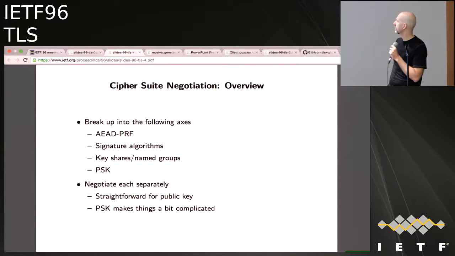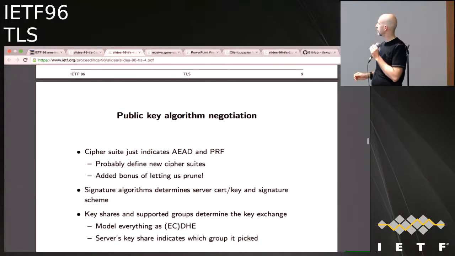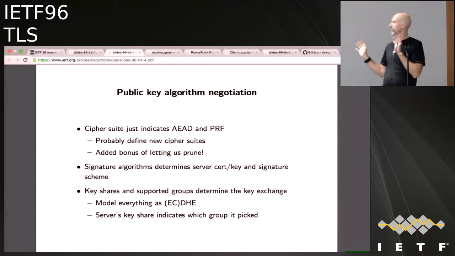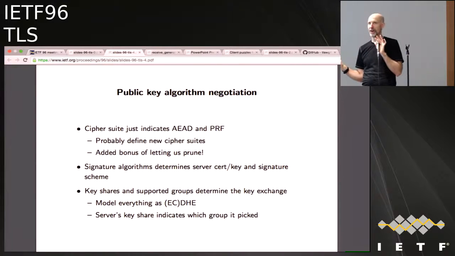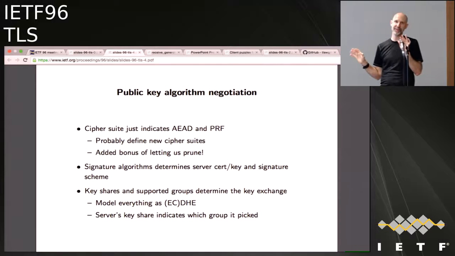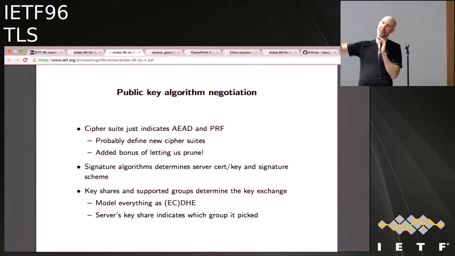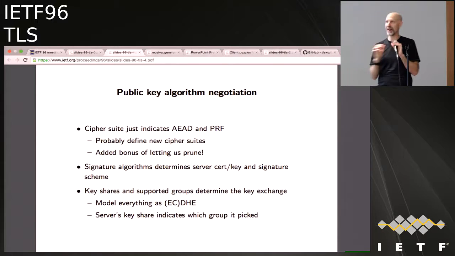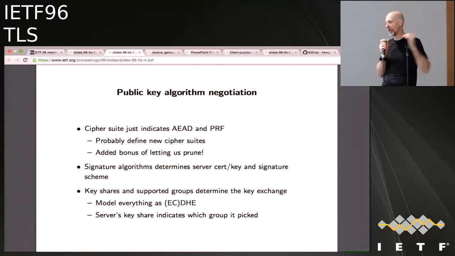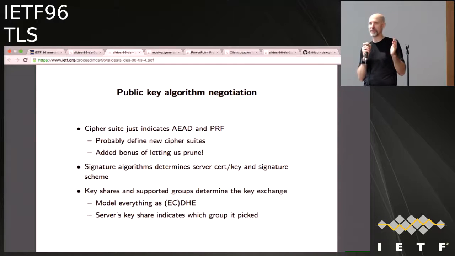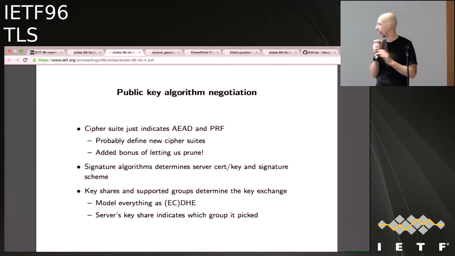So, next slide. If you just consider the public key side, this is incredibly straightforward. The cipher suite just indicates the AEAD and PRF. We initially toyed with the notion of keeping all the existing cipher suites and saying that if you offer anything with AES-GCM, that means you accept everything with AES-GCM. When I actually tried to write that down and implement it, that did not work well. It's probably better to simply define three new cipher suites, defining only the PRFs. It's a little hairy, but it'll work fine.